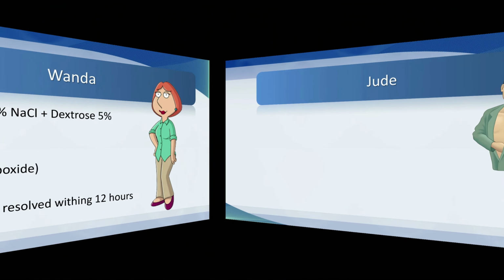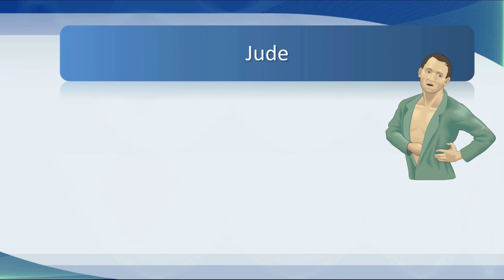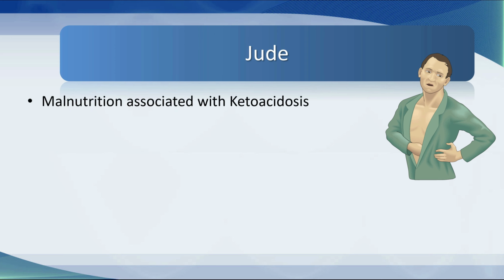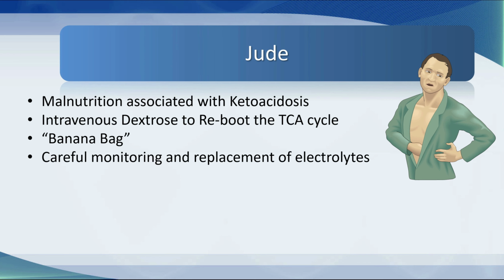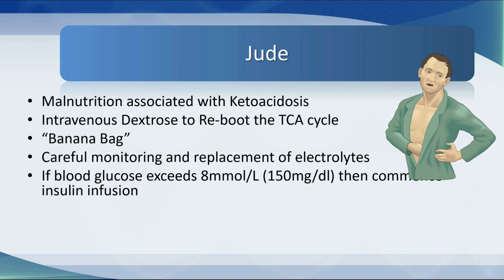Jude may be more complicated because here we have someone who is chronically malnourished and also has ketoacidosis. In this situation, he required intravenous dextrose to reboot the Krebs cycle, and his banana bag. Now, there was careful monitoring and replacement of electrolytes, and again, his blood sugar exceeded 8 millimoles per litre, so he got an insulin infusion. All of this didn't settle down that quickly. This takes a while to settle down, and it's really important that you keep on top of nutrition here because you do not want any further protein breakdown within this patient's body.